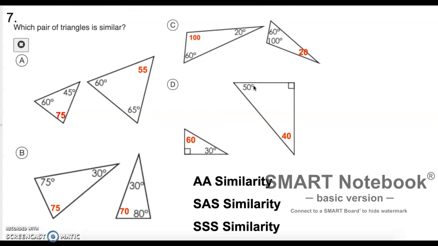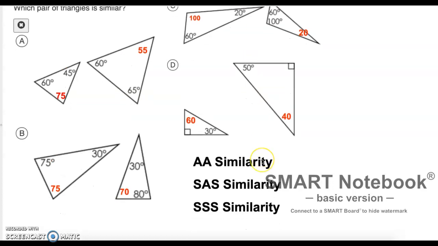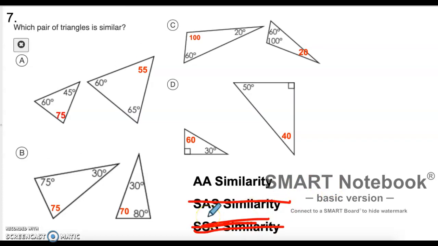Here, on these triangles, no sides are marked, so we don't know anything about the side lengths and whether or not they're proportional. So this question is not asking us to use side-angle-side similarity or side-side-side similarity. All this question wants us to realize is that in similar triangles, corresponding angles are congruent. So we need to find 2 triangles that have at least 2 pairs of corresponding congruent angles.